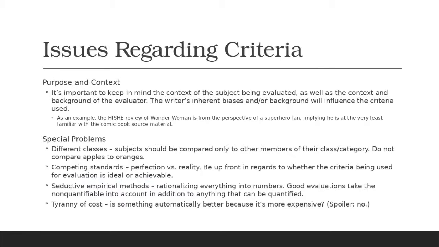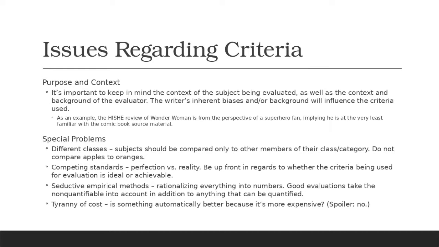All right, so let's talk about constructing criteria for an evaluative argument. Starting off, purpose and context. It's important to keep in mind the context of the subject being evaluated, as well as the context and background of the evaluator. The writer's inherent biases and or background are going to influence the criteria used. Your experience with the subject, your experience with other elements within the same category as that subject is going to also influence how you view that subject and how you evaluate and what you present as your evaluation.